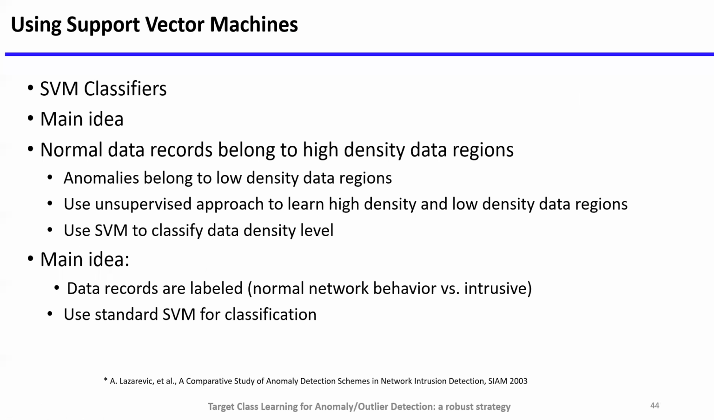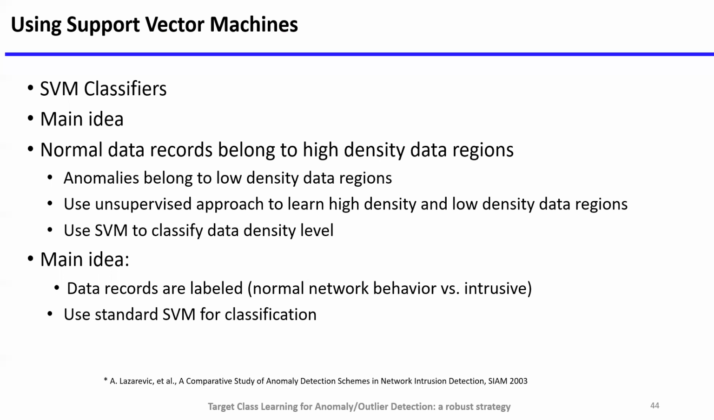Let us take one example of how support vector machine helps us identify whether an anomaly exists or not. With the help of support vector machine, we are trying to classify the data into two classes, for example positive samples or negative samples. We understand that normal data records belong to high density data regions, and anomalies are always distinct. Anomalies are always in the low density data regions.